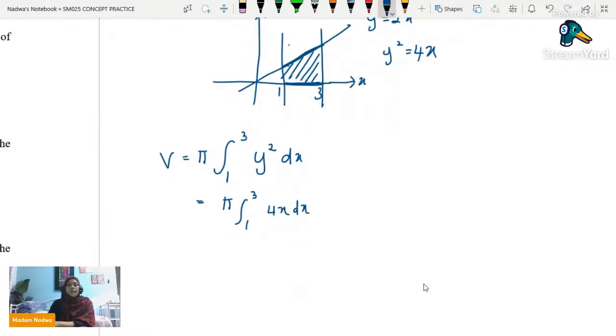And then dia suruh awak integrate 4x. Very easy. So, integrate 4x, kita dapat 4x squared over 2. 4 over 2 is 2. So, the answer is 2x squared. 3, 1, pi. So, 3 kuasa 2, 9. 9 darab 2, 18. Tolak. 1 kuasa 2, 1. 1 darab 2, 2.